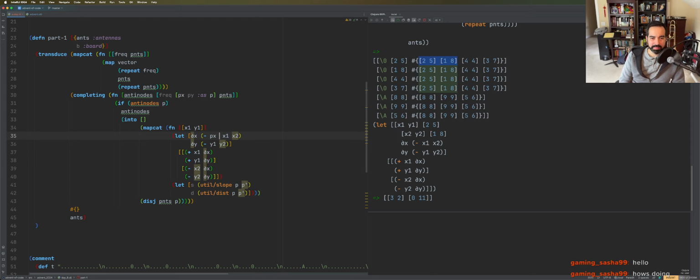PX less X1. Oh, let's just do X. PY less Y. It's a struggle train this morning. I've got geometry problems, and I haven't taken geometry in a bajillion years. PX, PY, and then X and Y. Okay.